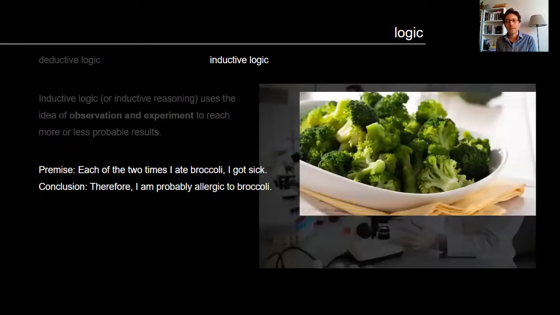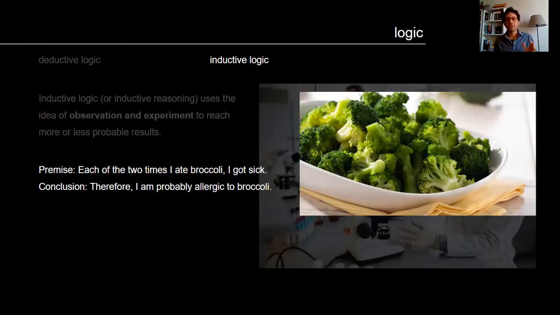Take another example. Each of the 2 times I ate broccoli, I got sick. Therefore, I'm probably allergic to broccoli. So here, the premise is each of the 2 times I ate broccoli, I got sick, and the conclusion is therefore I'm probably allergic to broccoli. This seems like inductive logic because the result is intended to be a probable result. The result is not meant to be a certain result like in deductive reasoning. The person who makes the argument, in this case me, is intending to give a probable result here.